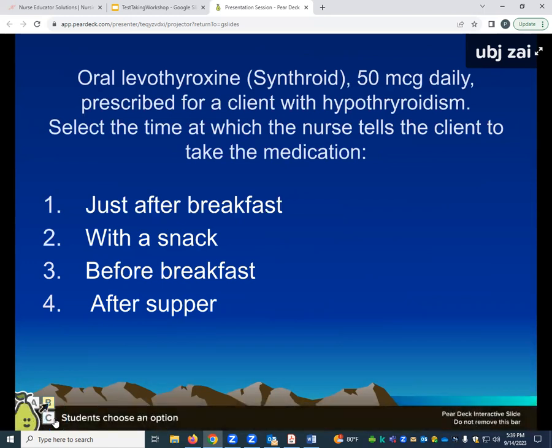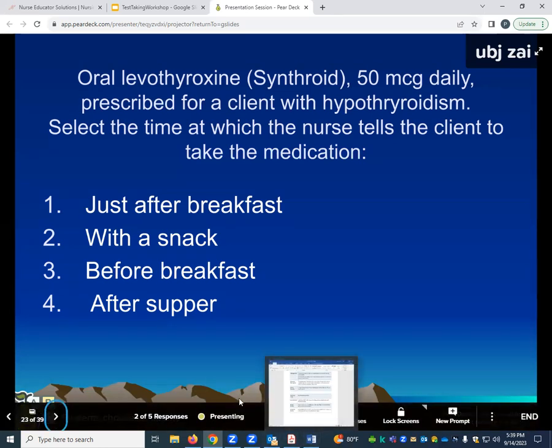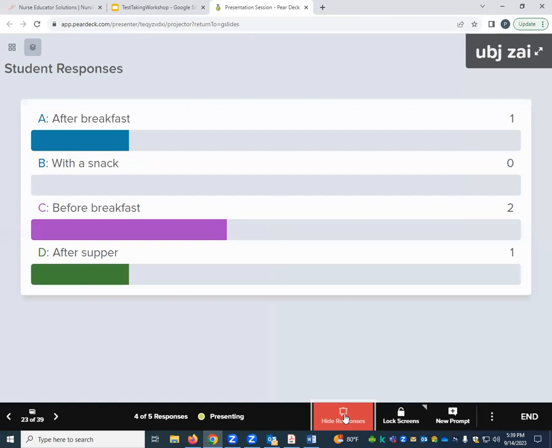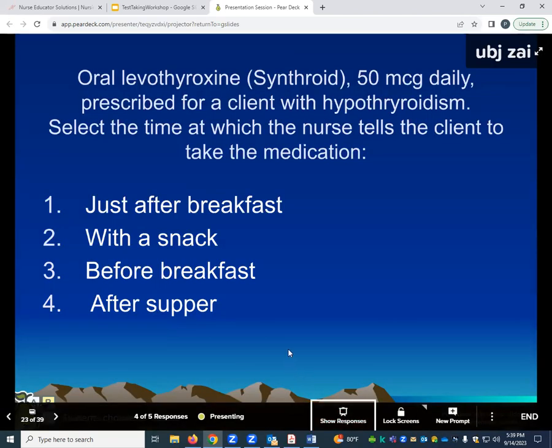Oral levothyroxine, 50 micrograms daily, prescribed for a client with hypothyroid. Select the time at which the nurse tells the client to take the medication. Just after breakfast, with a snack, before breakfast, after supper. Okay, so we're all over the place with this one.